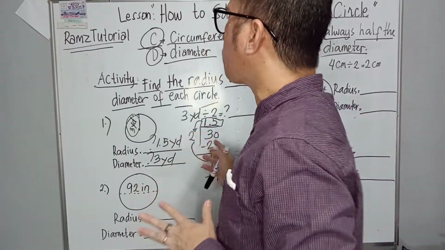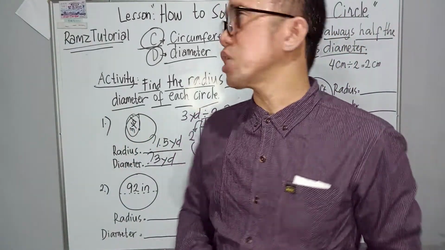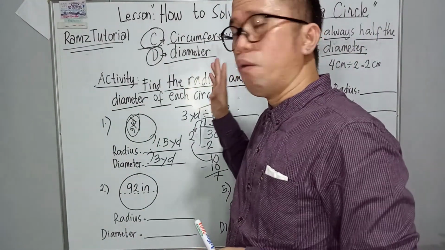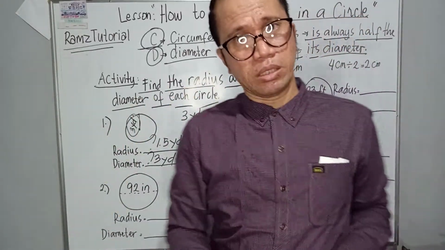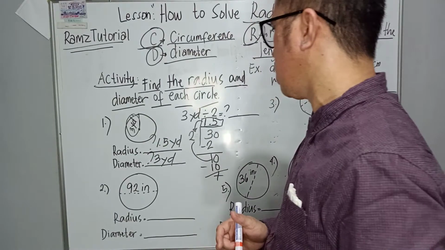So now, remember, how do we solve the radius in a circle? This is third quarter, module 6. Okay? This is third quarter, module 6, my dear viewers.